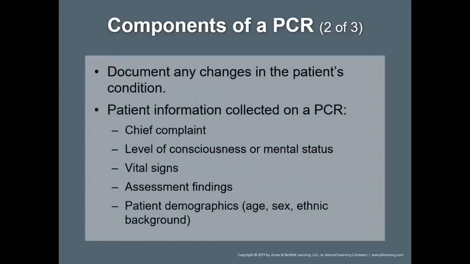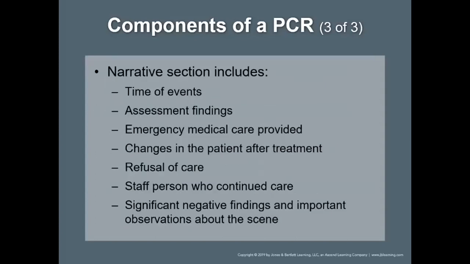Document any changes in the patient's condition. Patient information collected on a PCR should include the patient's chief complaint. So what did the patient complain of? Their level of consciousness or mental status. Vital signs, assessment findings, patient demographics, age, sex, ethnic background should be on your PCR. In the narrative section of the PCR, it should have the time of events, your assessment findings, the type of care rendered, any changes noted based on treatment, refusal of care, staff person who continued care, significant negative findings, and important observations about the scene.